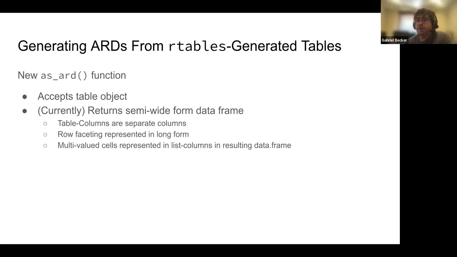We can now generate what I am calling ARDs. Again, ARD is not a formal specification that I was able to work against at this point. But I have something that you can generate that has the information I think will go into the ultimate ARDs. It accepts a table object and it returns a semi-wide data form. So the columns in the table are different columns in the ARD, but all the row faceting information is built into metadata columns.